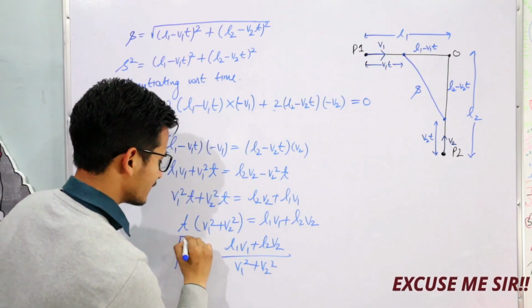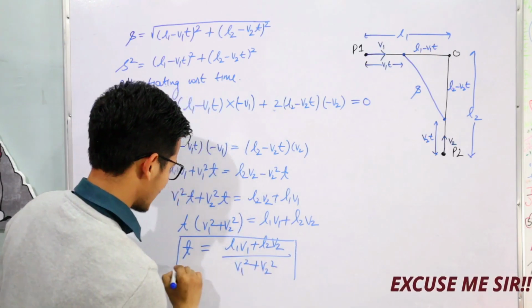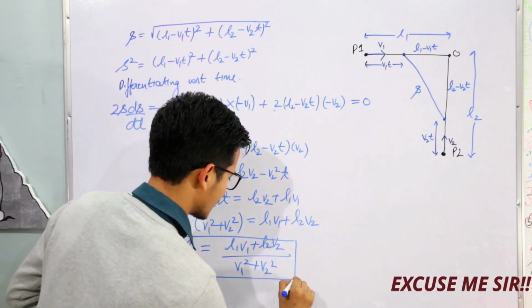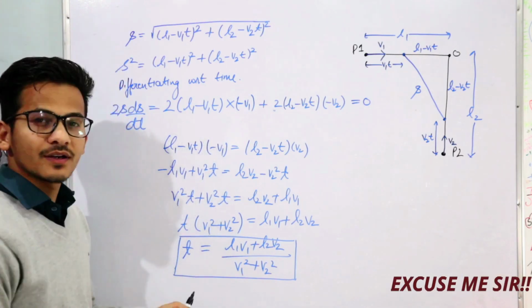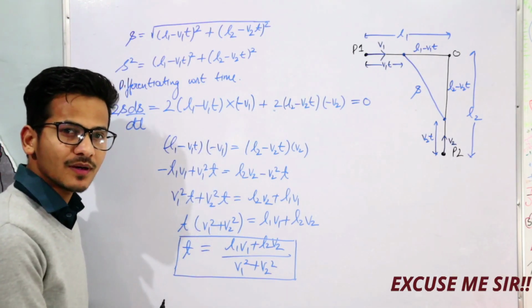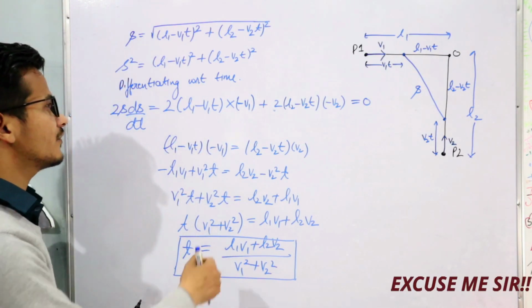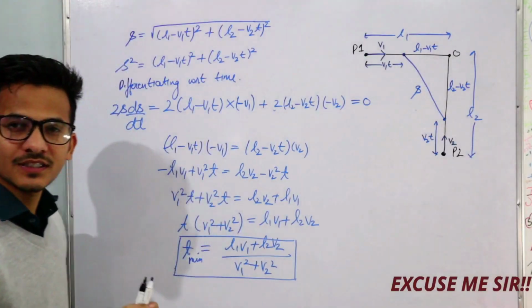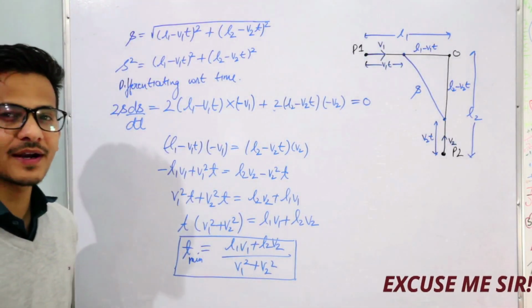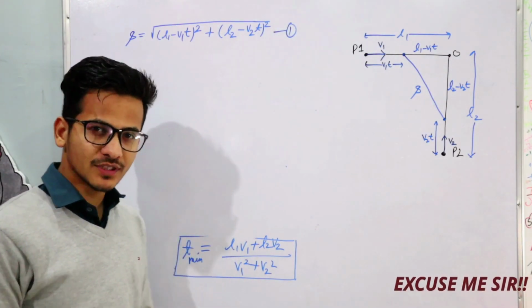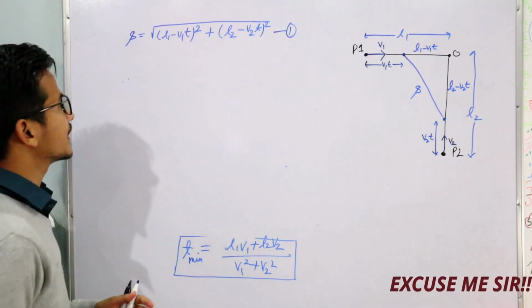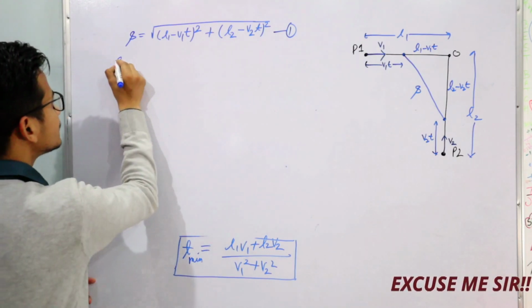So this is your time. It can be maximum or minimum. To find out whether this time is maximum or minimum, we have to differentiate this equation again. This is the required time. Now we have to find the minimum distance. For that, we put this time in equation number 1.